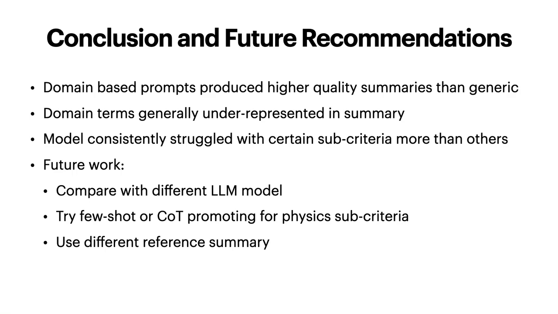Future work can focus on testing how domain term coverage, term frequency drift, and physics correctness scores would vary with a different LLM. Further work could also examine how different prompting techniques, such as few-shot or chain of thought, may improve physics subcriteria performance. Using a different reference summary for ROUGE scores, such as conclusion or an expert written summary, would also be useful.